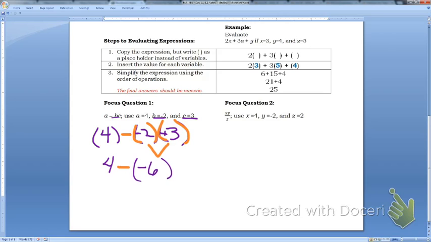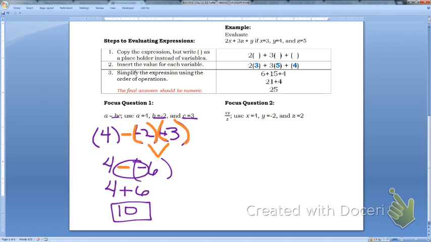The operation is the minus. How do you subtract integers? Well, remember, that's the one that we don't like to do. We keep change, change, or same change, change. We can rewrite this as 4 plus 6. Whenever you have two signs side by side like that, you just change it to a positive or a plus sign. 4 plus 6 is 10. And that's your final answer.